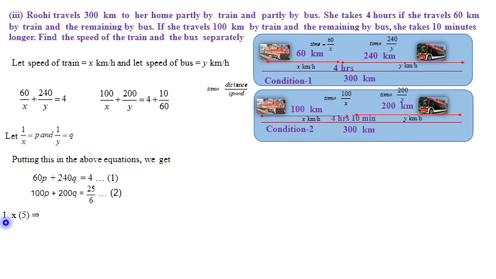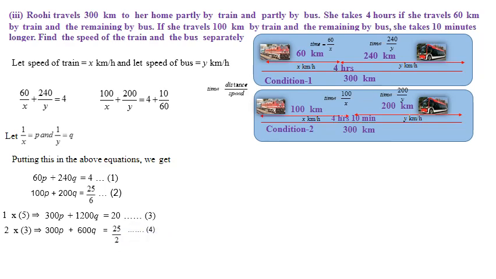Now equation number 1, if you multiply with 5, that is 5 into 60, 300, so 300p. 5 into 240, that is 1200. Then 5 into 4 is equal to 20. Label it as equation number 3. Next, equation number 2, you are multiplying with 3, that is 100p, when you multiply with 3, you will get 300p. Then 200 multiplied with 3, you will get 600. Then 25 by 6, when you multiply with 3, you will get 25 by 2. Okay, label it as equation number 4.